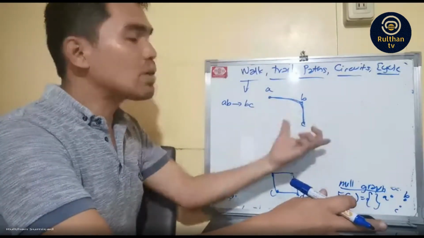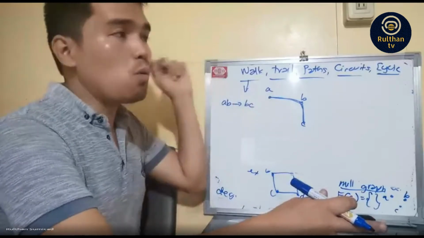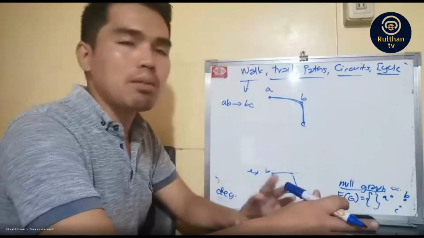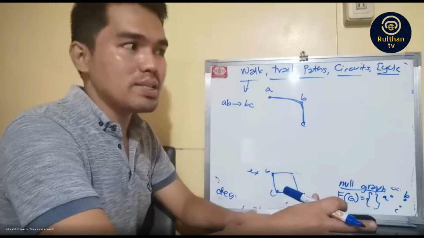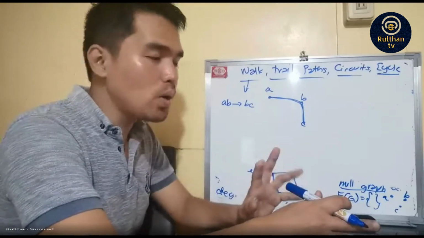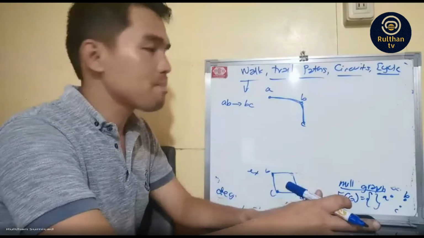Because if there is no edge, then you cannot perform any walk at all. No wonder that in a trivial graph, you cannot perform any walk at all, because there is no path, there is no edge to take. Okay, that's a walk.